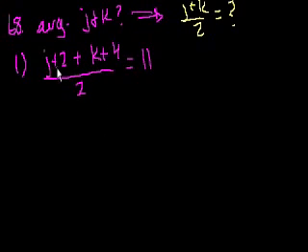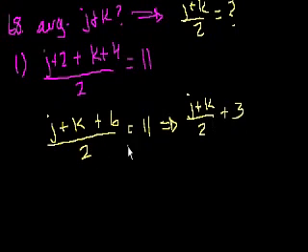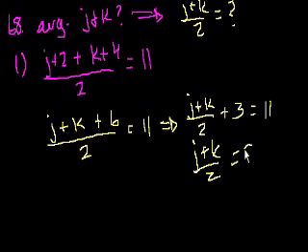Let's see if we can simplify. So this simplifies to (j plus k plus 6) over 2 is equal to 11. This simplifies to (j plus k) over 2 plus 3, right? It's plus 6 over 2. I'm just taking this 6 over 2 out. So plus 6 over 2 is equal to 11. So then we get (j plus k) over 2 is equal to 8. And we're done. The average of j and k is 8. Statement 1 alone is sufficient.